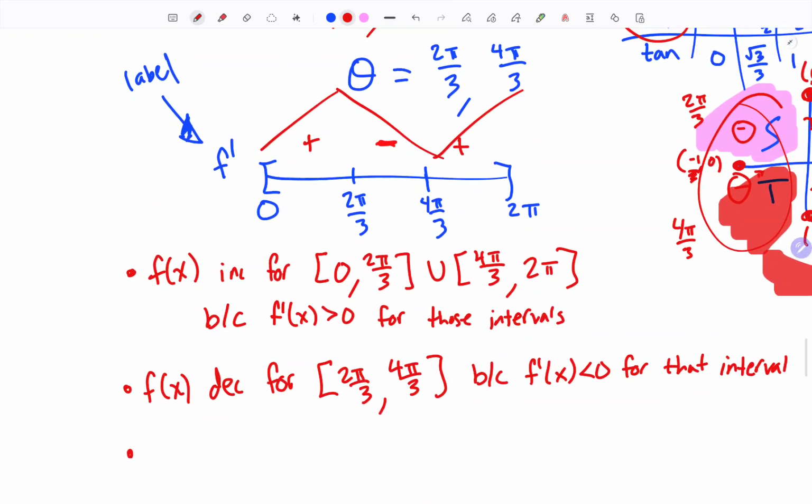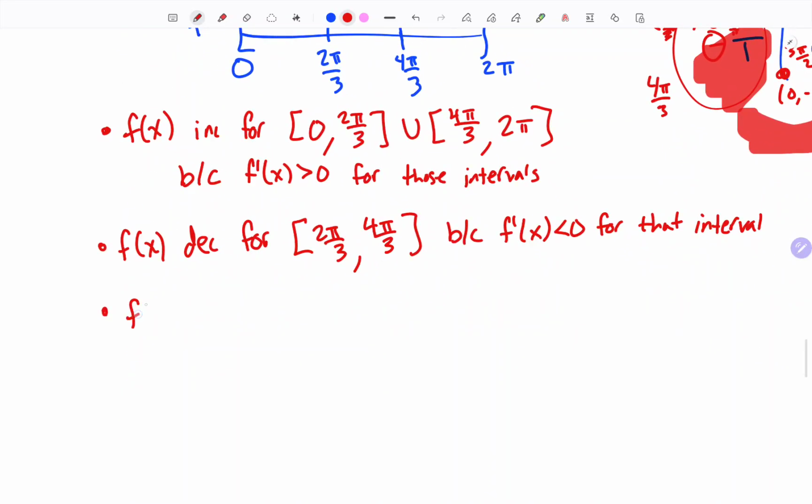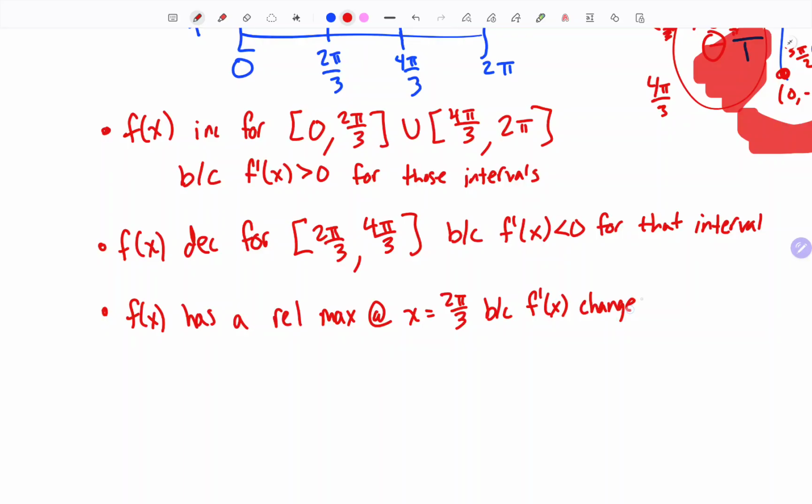Then where do we have a relative maximum? Up here at the top, and a relative minimum down there. So f of x has a relative max at x equals 2 pi over 3, because f prime of x changes from positive to negative, and then we always need the what and the where. At x equals 2 pi over 3, or you could say at that point.